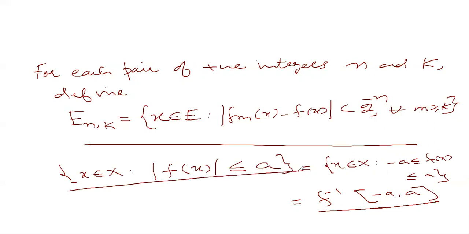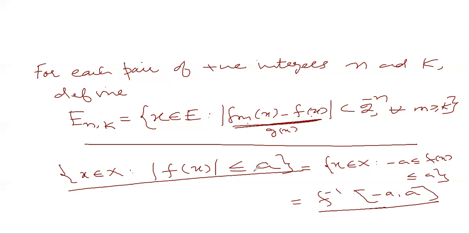So this is a measurable set. And here you can see fm is measurable, and f(x) is a limit of fn(x), so both fm(x) and f(x) are measurable functions. So their difference is a measurable function. You can treat fm(x) minus f(x) as g(x). g(x) is a measurable function, and we have the modulus of g(x) less than 2 to the power minus n. So it is strictly less here.